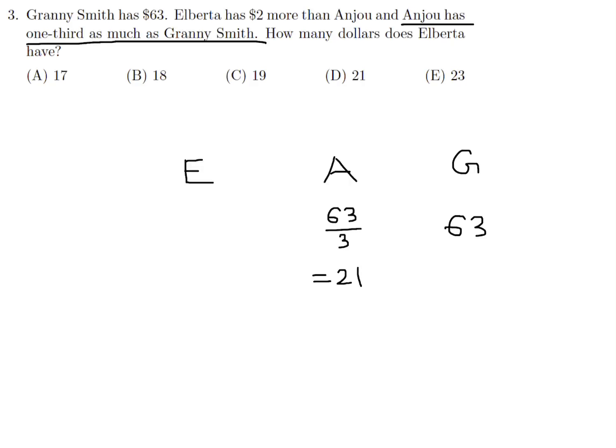And then finally, Alberta has 2 more than Anjou. So if Anjou has 21, Alberta must have 21 plus 2, which is, of course, 23. So the answer to number 3 is E.